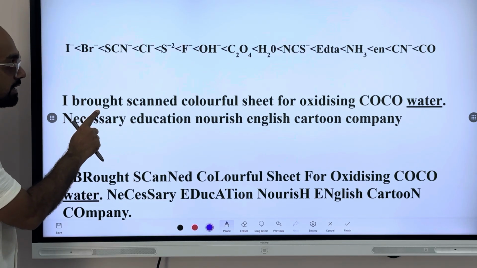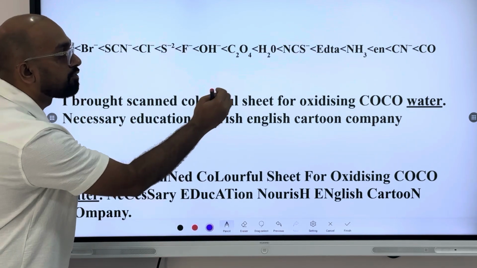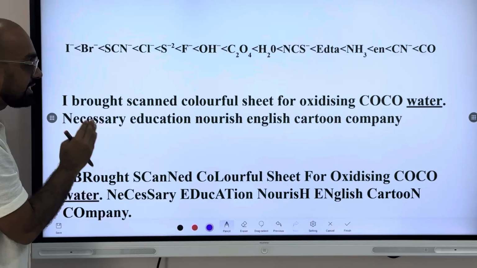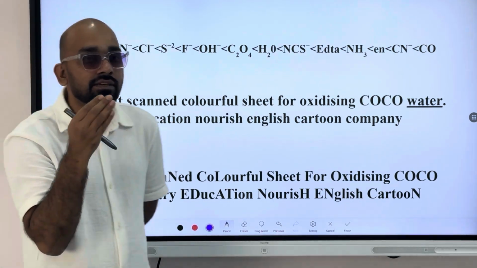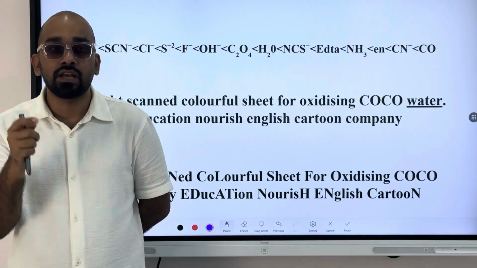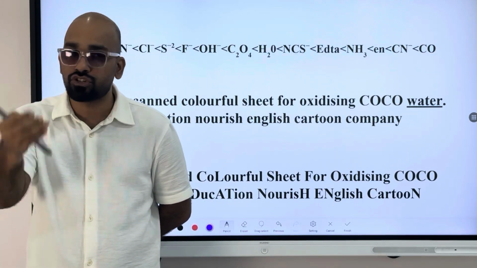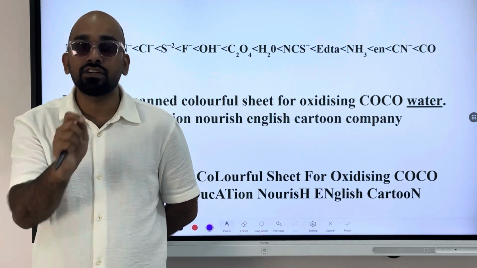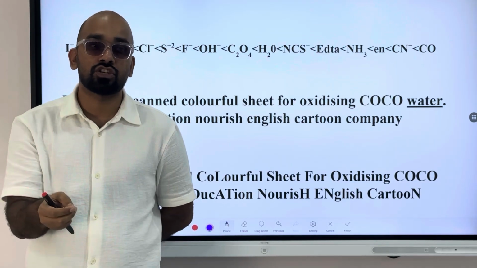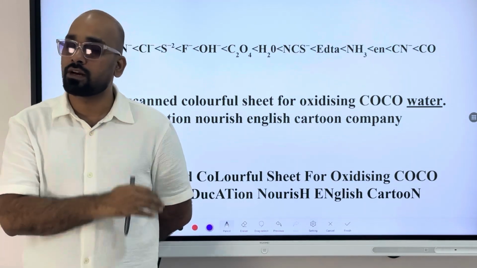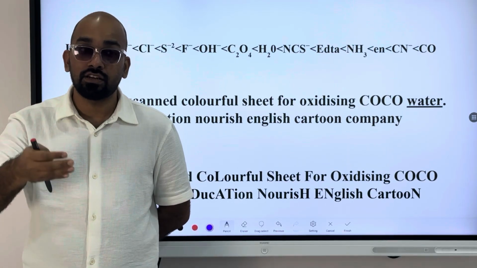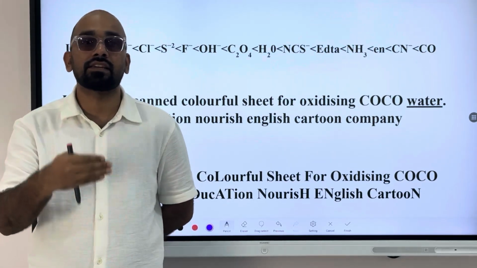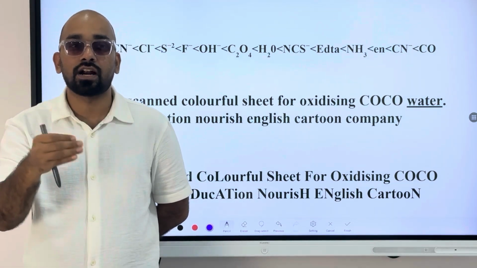I brought scanned colorful sheet for oxidizing cocoa water. Necessary education, nourish English cartoon company. See, read this sentence 2 or 3 times.